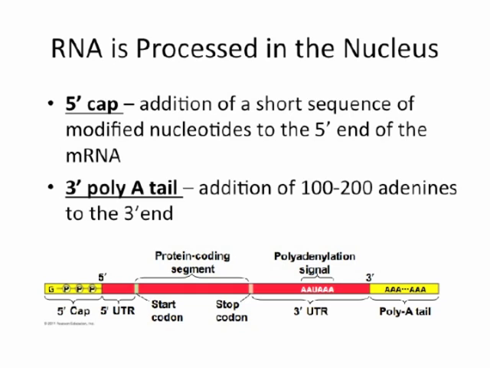Okay, so 5' cap, 3' poly A tail. Primary purpose is to protect the mRNA, to make it last for a certain amount of time out in the cytoplasm.